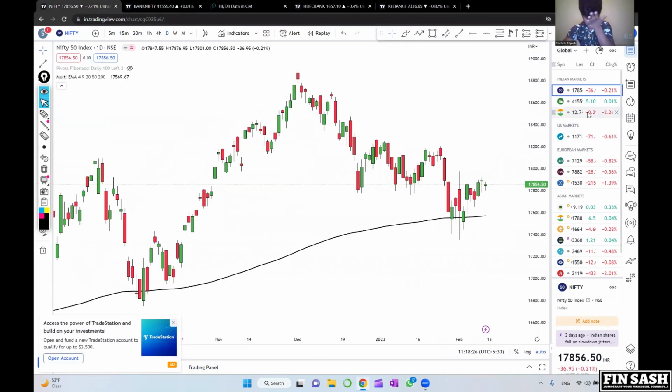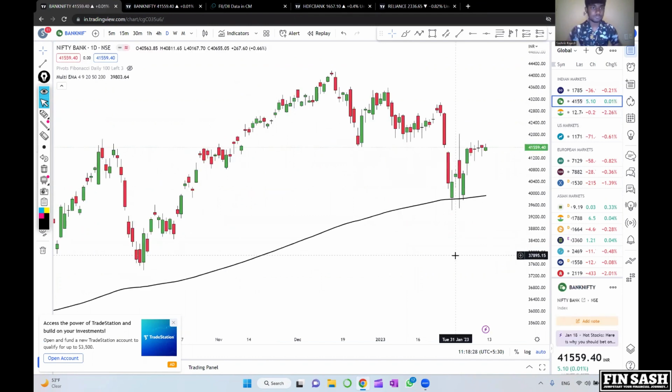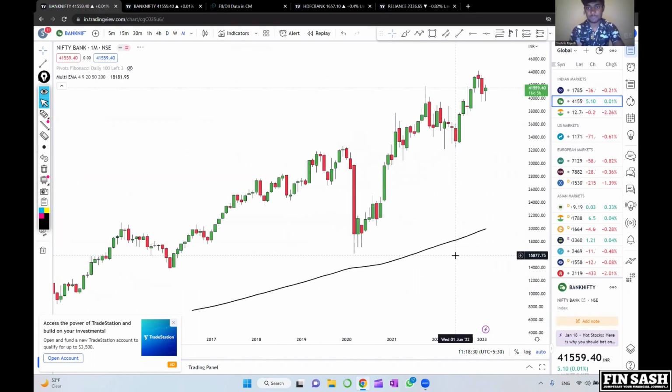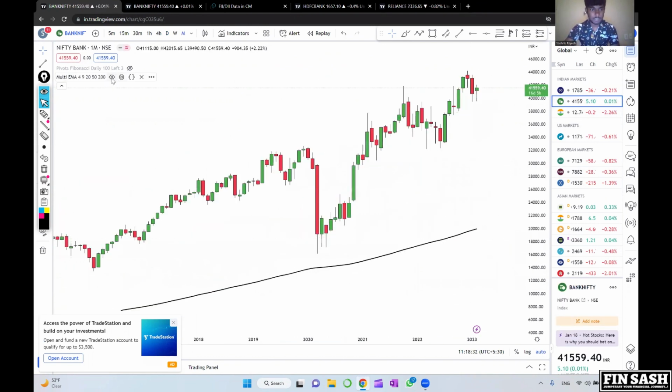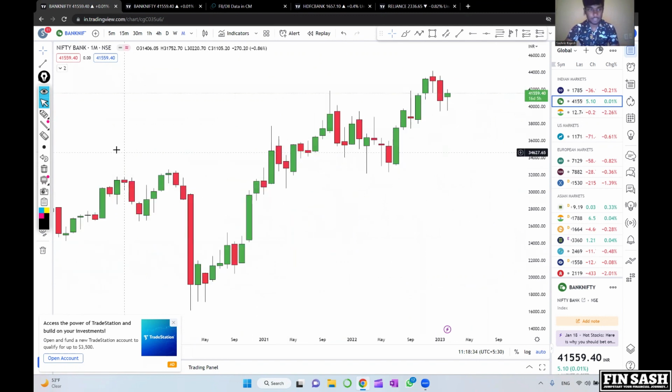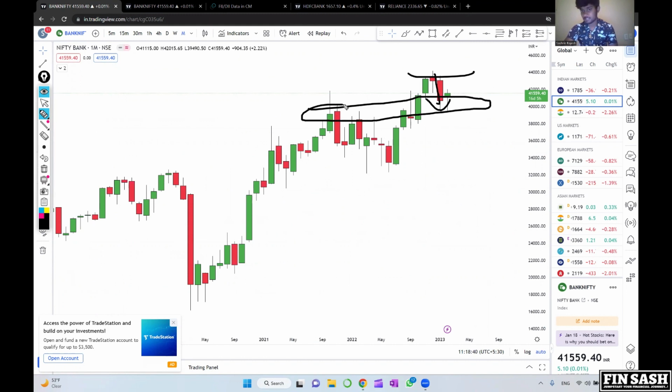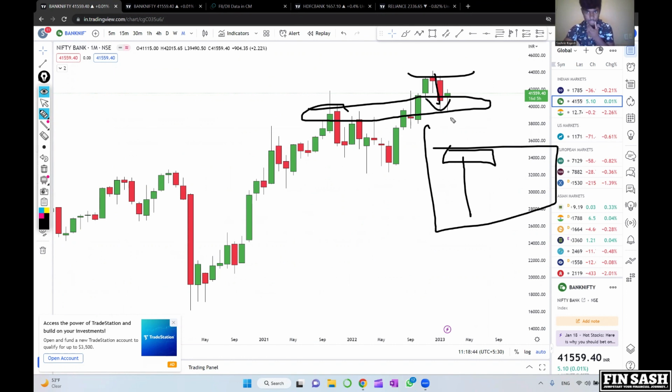So let's move to Bank Nifty. Again, let's start with a higher time frame. So if you guys see Bank Nifty on the higher time frame, at this level, it gave a huge sell-off, and then it reached its support zone and it gave a huge doji candle or a lower rejection candle. So Bank Nifty on the higher time frame looks bullish.